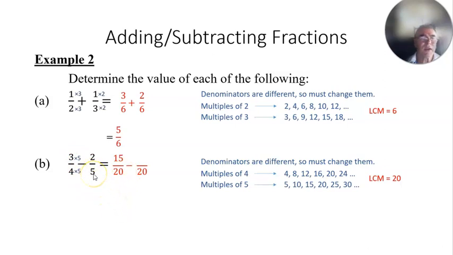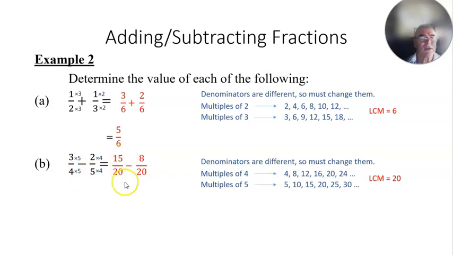Do the same type of thing with the second fraction. How do I change a 5 to a 20? Well, times it by 4. Have to do the same with the numerator, so 2 times 4 gives us 8. So we've got our equivalent fractions there, same denominators.